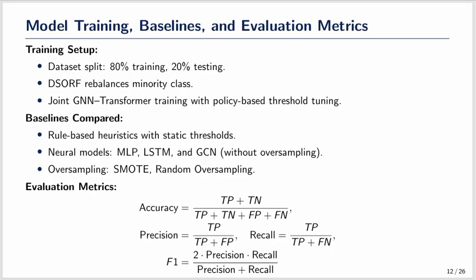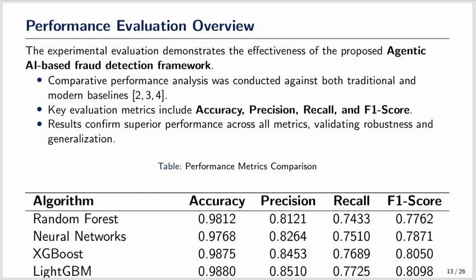Training setup comes with dataset splitting of 80% training and 20% testing, and this rebalances the minority class and joins GNN transformers with policy-based threshold tuning, with baselines compared including MLP, LSTM, GCN, SMOTE, and random oversampling. The evaluation metrics are accuracy, precision, recall, and F1 scores. The performance evaluation overview comes with random forest, neural networks, and XGBoost, LightGBM. We can see the proposed one giving better performance than the existing ones.